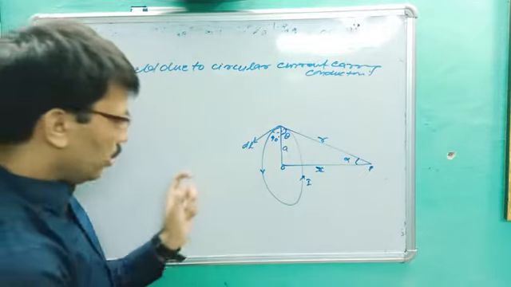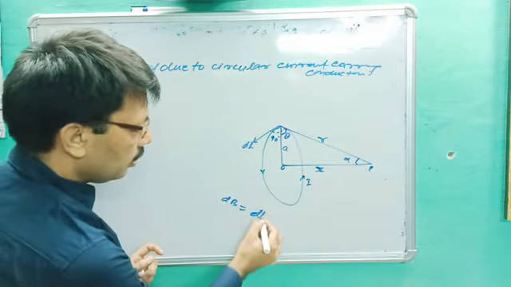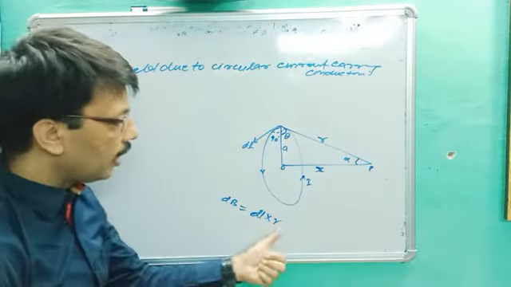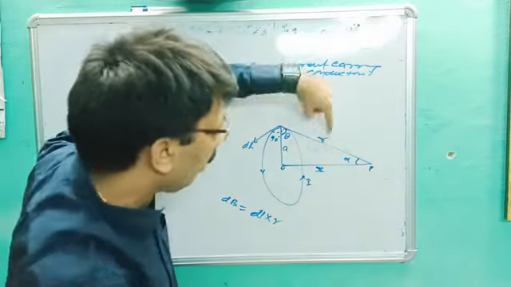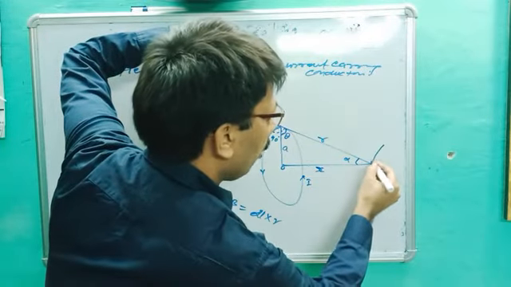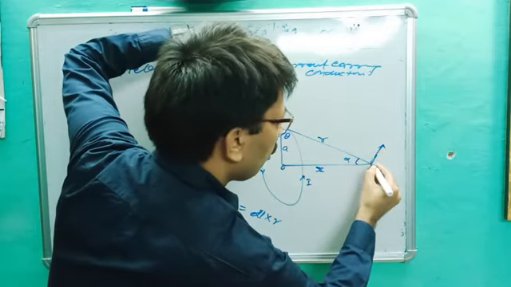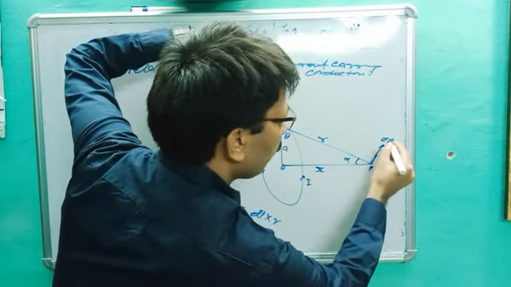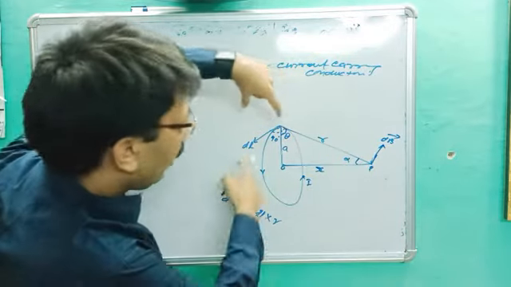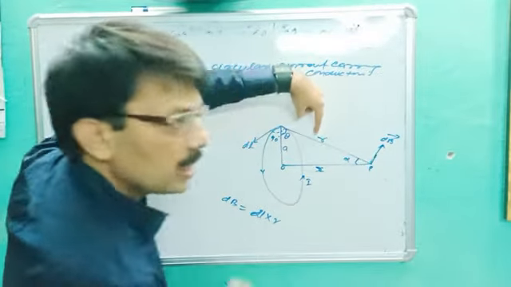In the previous lecture we discussed that dB is proportional to dl cross r. It means the magnetic field will be perpendicular to dl and r. You see there, dl is perpendicular to r, this is the 90 degree. So this is the direction of magnetic field. Very important: how can you examine the direction of magnetic field? This is the direction of magnetic field dB. dl and r are mutually perpendicular, and dB is perpendicular to both, because this angle is 90 degree.